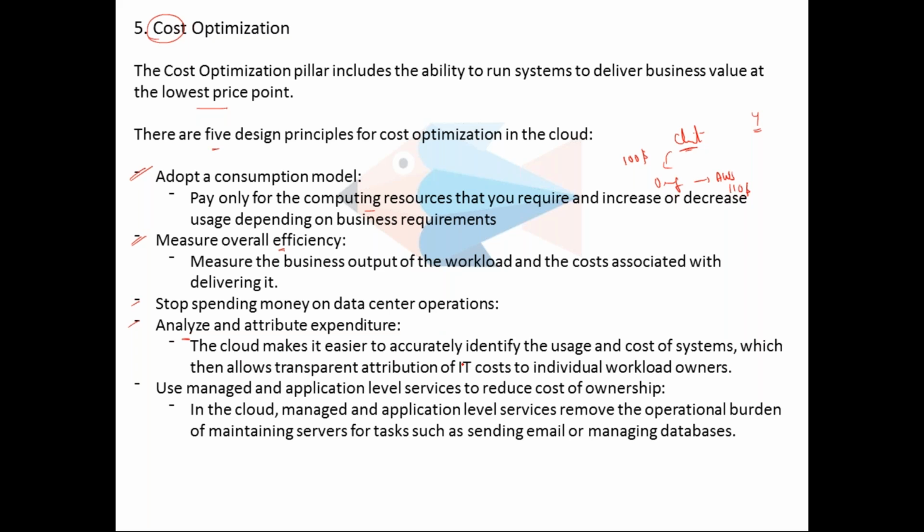The cloud makes it easier to accurately identify the usage and the cost of the systems, which then allows transparent attribution of IT costs to individual workload owners. And use managed and application level services to reduce the cost of ownership. So actually, if you want to go for the Oracle DB, you can use RDS as well as EC2.